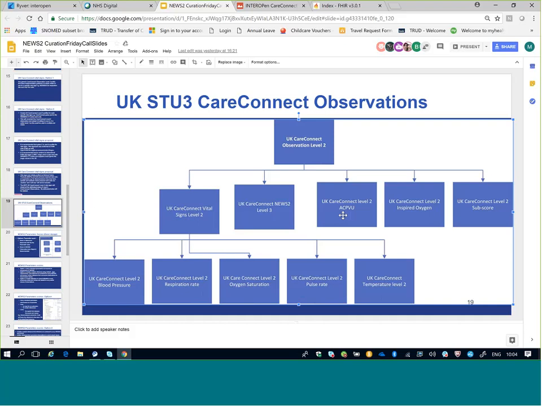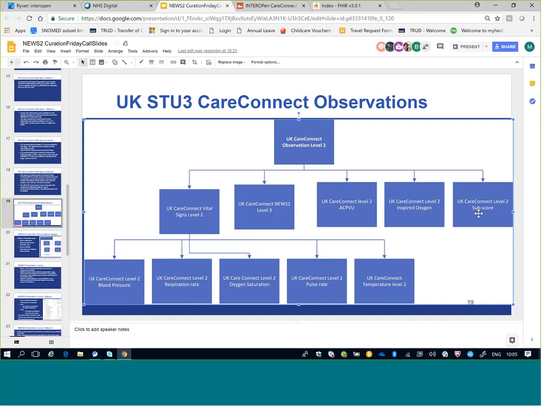So we have a profile for that, and it is created as level 2 because we feel, again, it's a reusable component which can be used as an independent ACPVU observation. Same with inspired oxygen, which will give you whether this patient is on air or on oxygen. And remember, there's a score of 0 and 2. We have to profile it separately because the score is separate. We couldn't profile it with oxygen saturation because the scoring then becomes complicated.